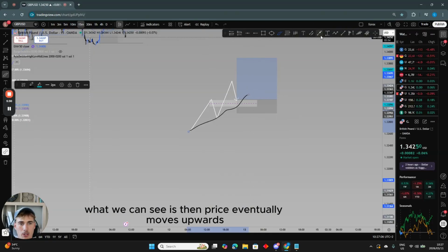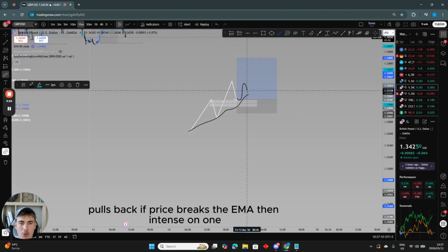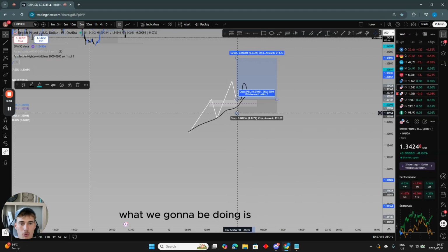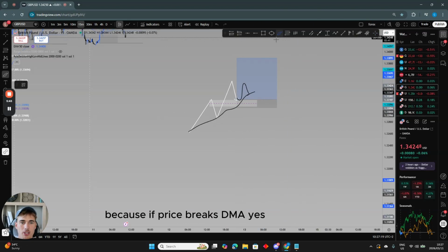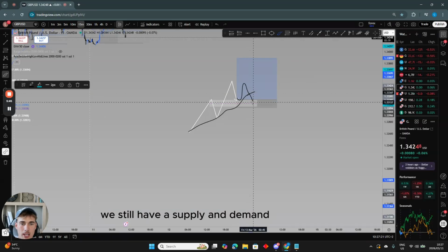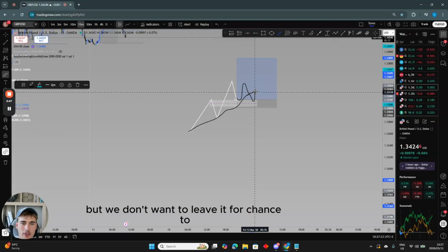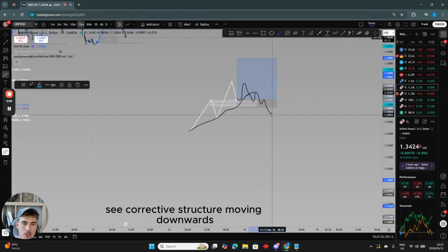And essentially what we can see is then price eventually moves upwards, right? Pulls back. If price breaks the EMA, then 10 to 1, what we're going to be doing is we can actually minimize our stops, because if price breaks EMA, yes, we still have a supply and demand, but we don't want to leave it for chance to see corrective structure moving downwards.